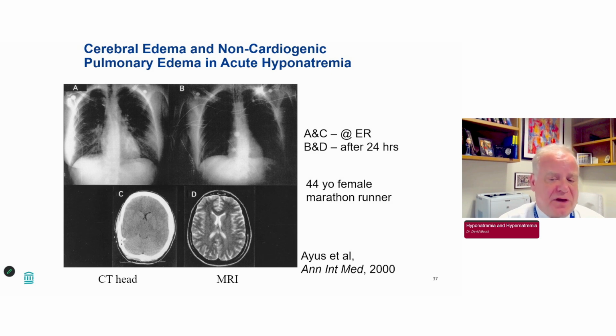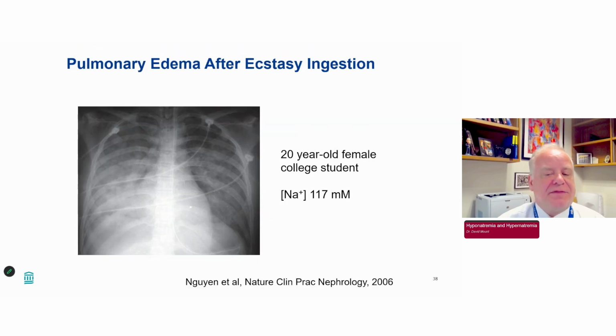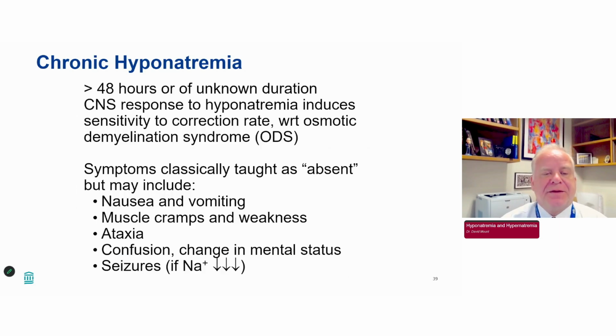This is a case of a marathon runner coming in with pulmonary edema, which is another important sequela of acute hyponatremia. And you can see the CT head with massive cerebral edema. And with resolution of the hyponatremia, the chest X-ray cleared up, as did the brain MRI. This is a fatal case of ecstasy-associated hyponatremia with florid pulmonary edema.